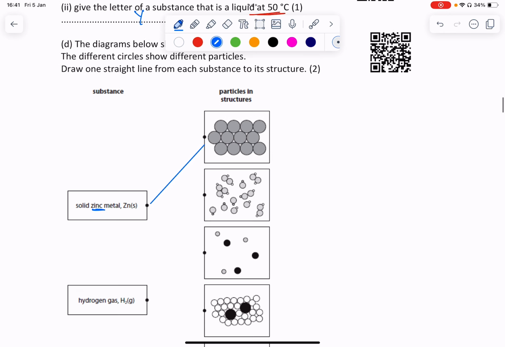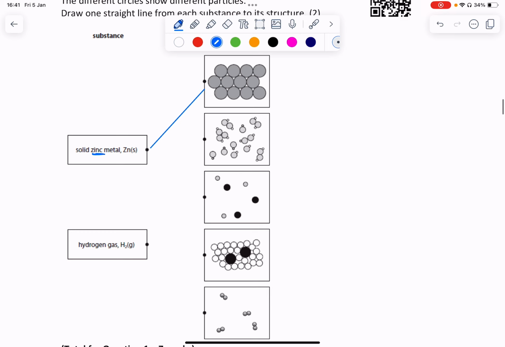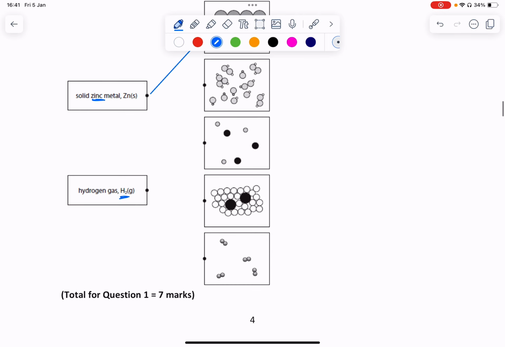And then the second one is, well, we've got hydrogen gas. So hydrogen gas is H2. So again, I'm looking for a gas, so it's got to be spread out, and it's got to have two atoms in the molecule, which is that one just there.